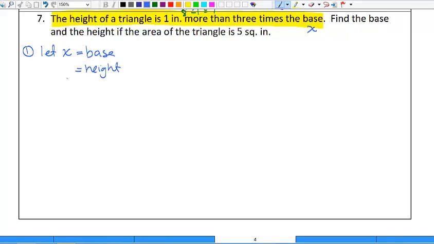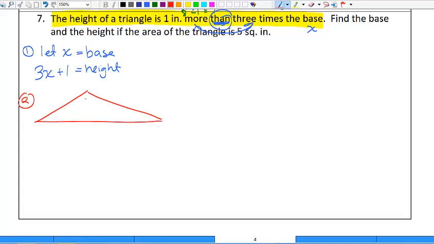Now once we have that comparative statement highlighted, let's figure out what the height is. It says the height of a triangle is 1 inch more than, what about that than? It switches those order, doesn't it? So 1 inch more is going to be plus 1. 3 times the base, that's going to be 3x. Alright, so now I've found my variable. Alright, step 2 says I can draw a picture.